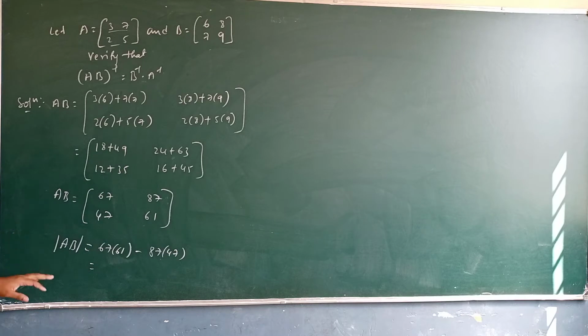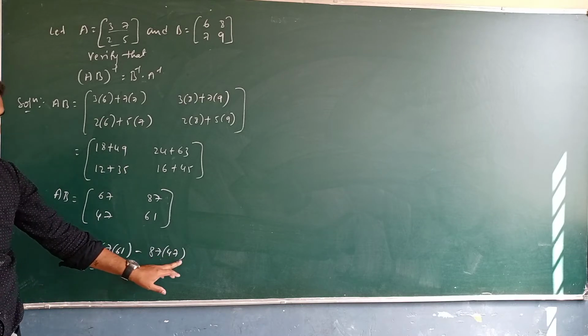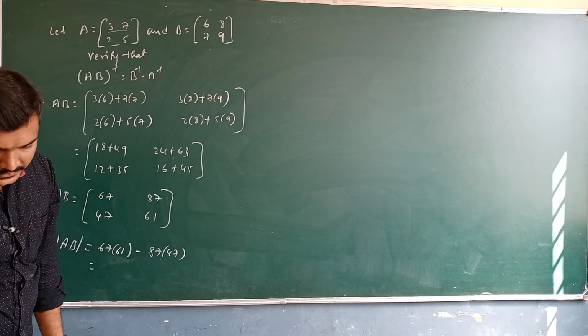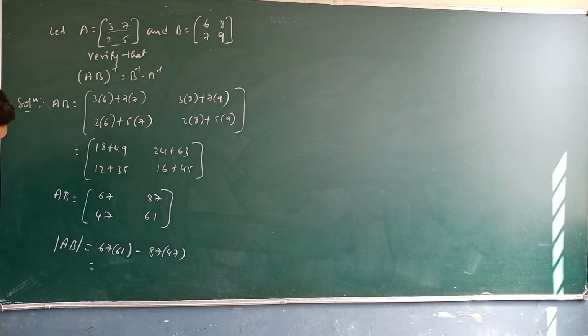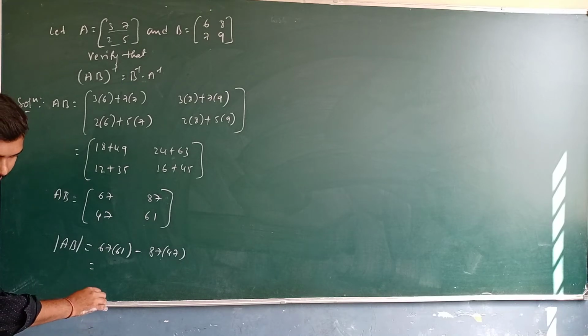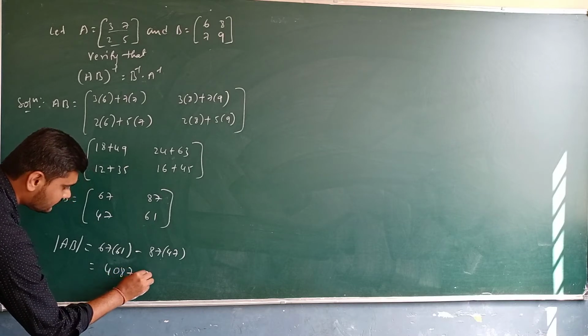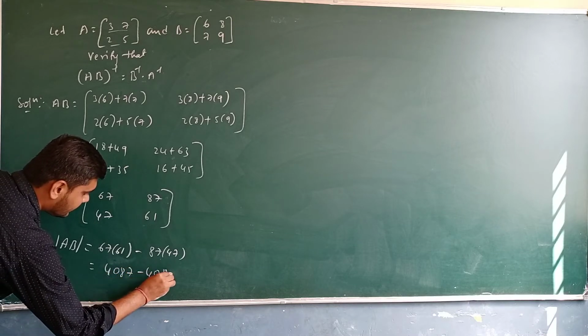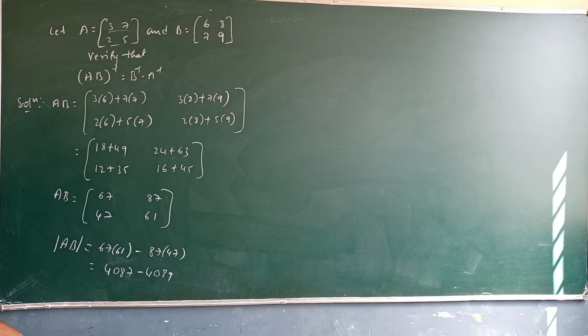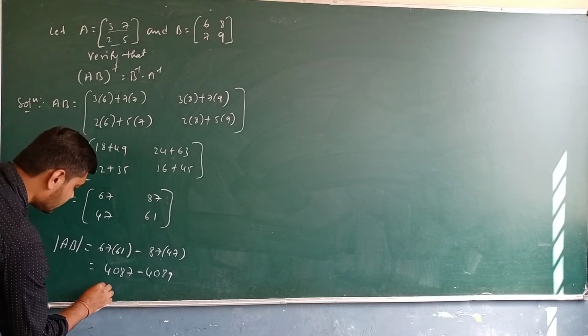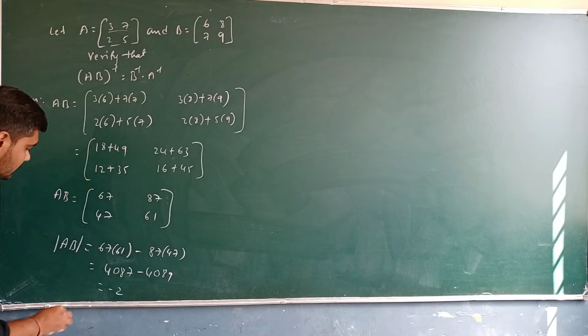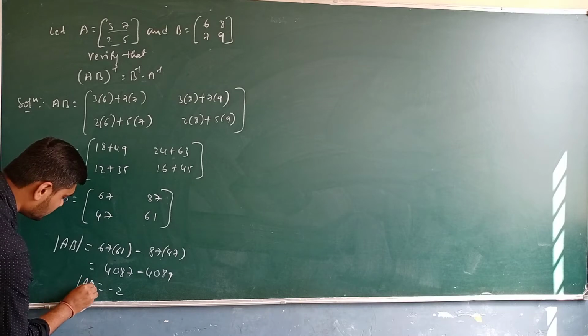Okay, 67 into 61 into 87 into 47, that's going to be minus 2. Or we can say that 4087 minus 4089. The answer is -2. So determinant of AB is equal to -2.